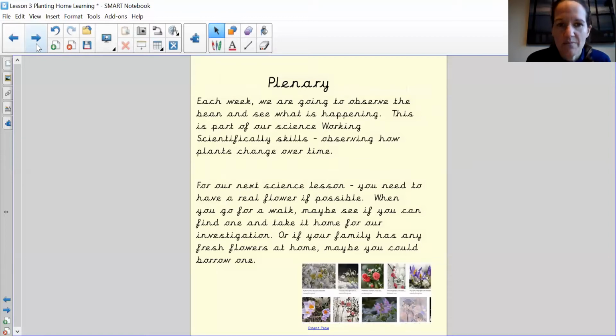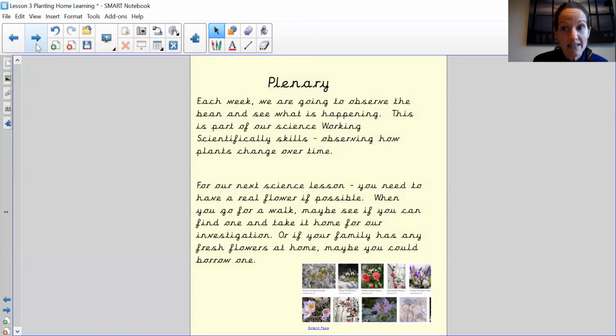Okay, now for the end of our lesson. Each week we are going to observe the bean and see what is happening. This is part of our science, working scientifically skills. One of the skills we need to do in year 1 is observing plants change over time. That's why each week we're going to be looking at the bean and observing how it's changing over time. So I'm really looking forward to seeing our beanstalk grow.